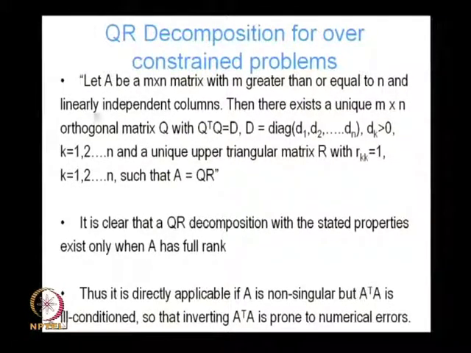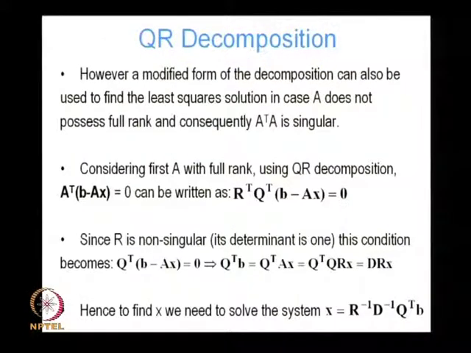It is clear that a QR decomposition with the stated properties exists only when A has full rank. Why is that? Because we have said that A has n linearly independent columns, right. So if it has n linearly independent columns, it's got to have full rank. So the QR decomposition assumes that A has full rank, thus it is applicable if A is non-singular, but A transpose A is ill-conditioned, so that A transpose A is prone to numerical errors. However, even if A is singular, that is A does not have all linearly independent columns, we can use a modified form of the QR decomposition to find the least squares solution.